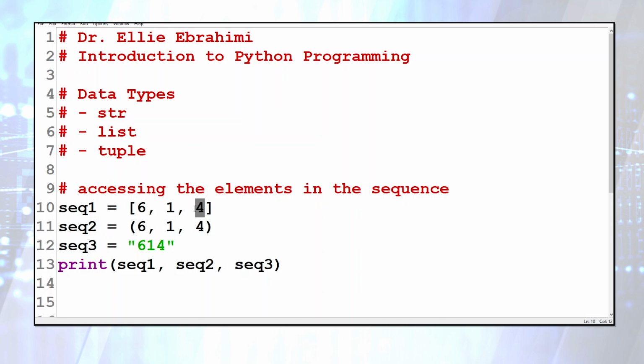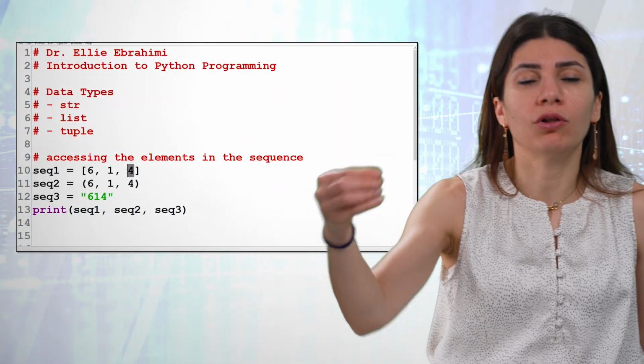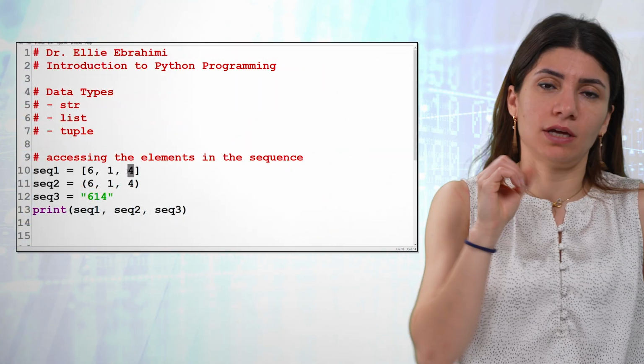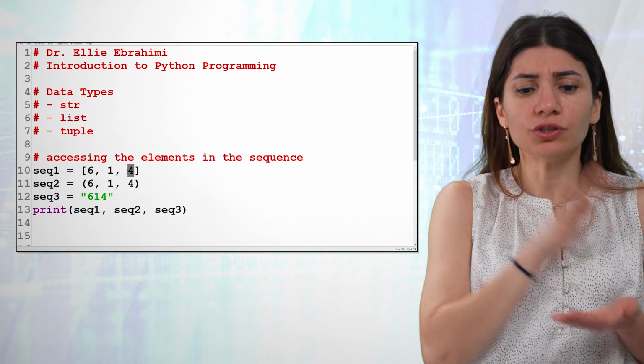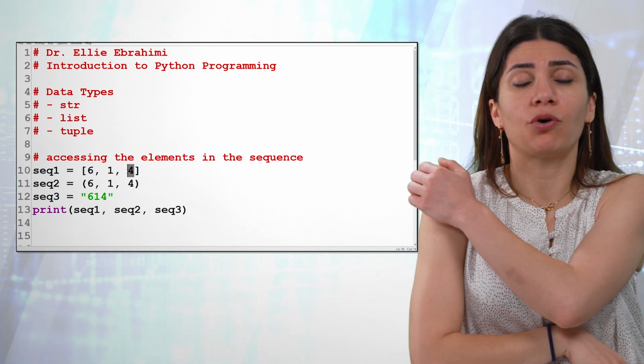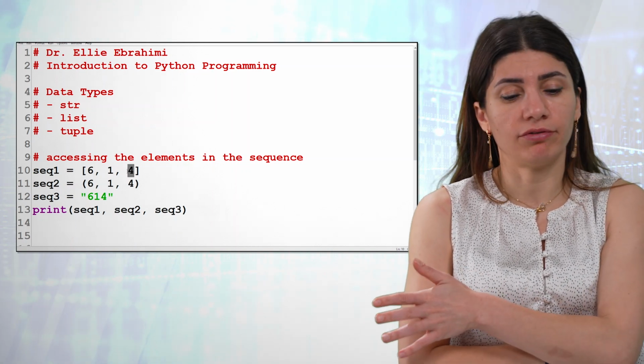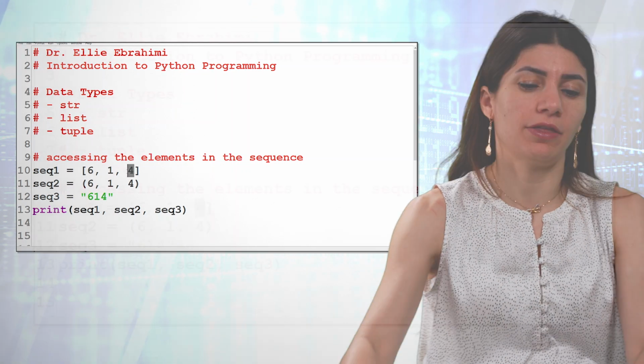If I need this item, I know it has index number 2, so I need to call that index number to get the value from it. So to access an element, to retrieve a value, for all of that, you're going to need the index number in the sequence that you have, okay? So let's try that now.